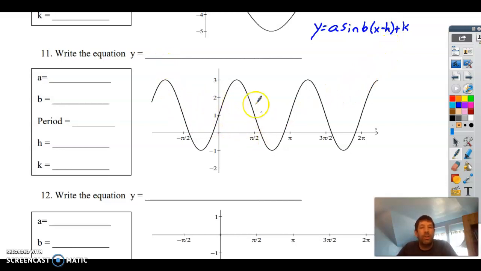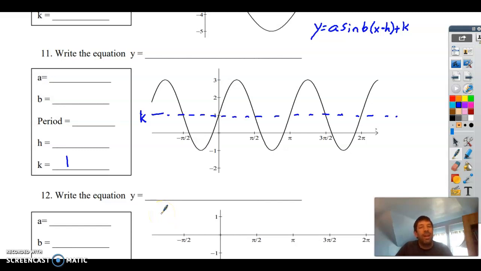So if I'm looking at my graph here, the first thing that I look for is the middle of my graph. So I can see it's going down to -1 and up to +3. So the middle of my graph here, and sometimes I'll just draw a dotted line, middle of my graph is at 1. That is my K value. So K equals 1. Any sine or cosine graph you do, that's going to be the case.